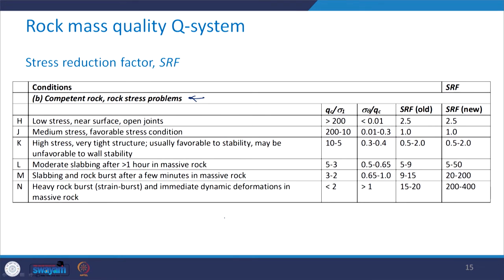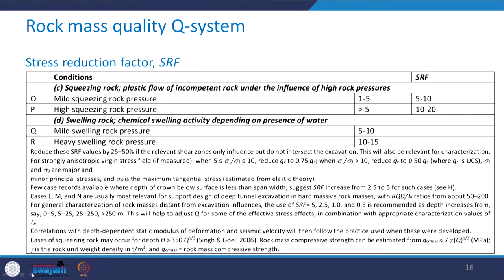In case you have competent rock, then the rock stress problems occur. So based upon the value of QC upon sigma 1, you will have the value of SRF here. Okay, so in case you have, let us say, low stress, which is near surface and open joint, in that case you have to assign the value of SRF as 2.5. Coming to the next condition, I mentioned that SRF takes care of the squeezing and the swelling rocks also. So in case of the squeezing rocks, if you have mild squeezing rock pressure or high squeezing rock pressure, accordingly SRF will be assigned like this.